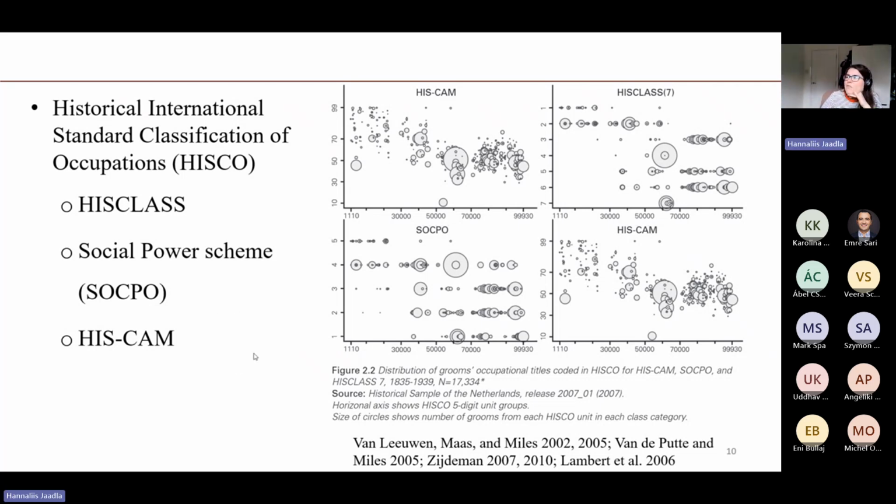I think one of the important points, and I think this figure shows it well, is that all these different occupational classifications are slightly different. So they put occupations in different groupings. So whenever you use one of these classification systems, you're making a very strong choice about why you're using that.